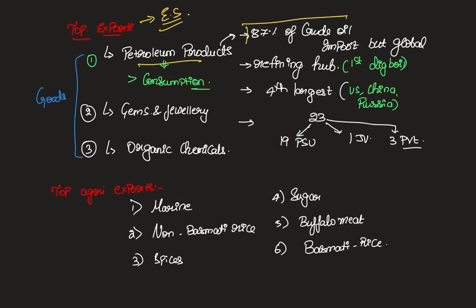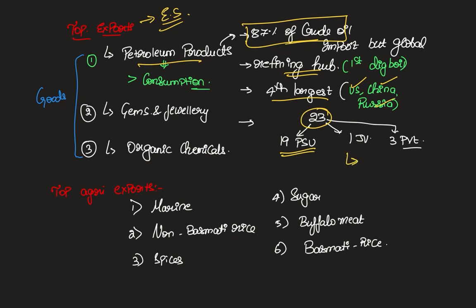We know that 87% of the crude oil is actually imported from elsewhere in our country because we don't have the reserves in our country. But it does not mean that we can't export petroleum products or the products that we get after refining crude oil. India is a refining hub, the fourth largest in the world after US, China, and Russia. There are 23 refineries in our country. Most of them are public sector units only.